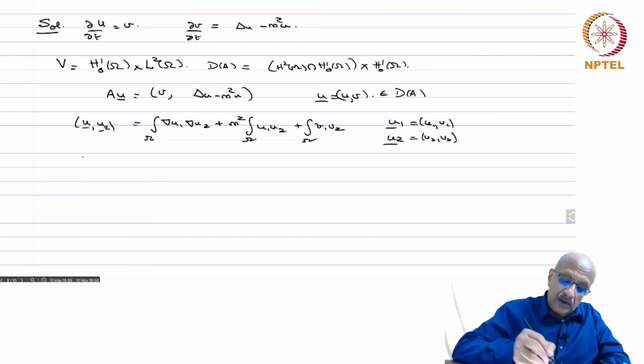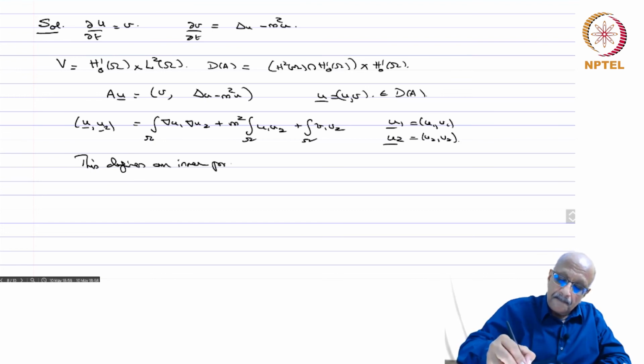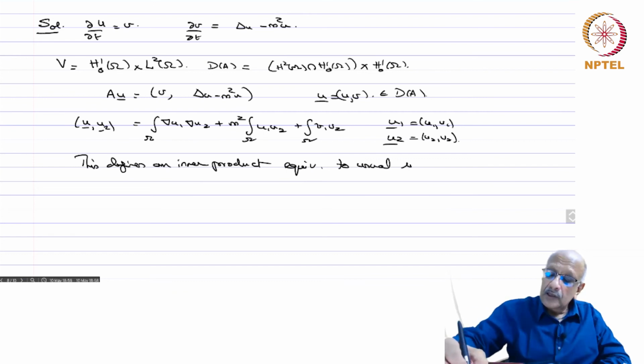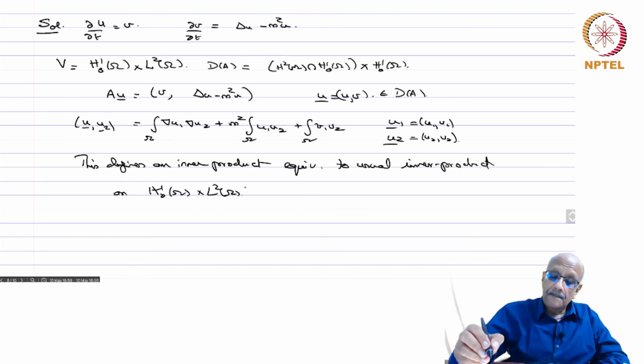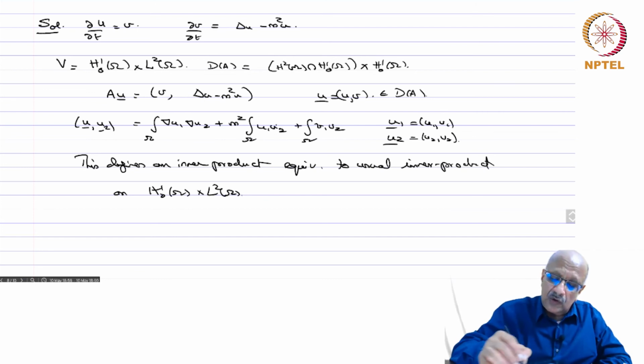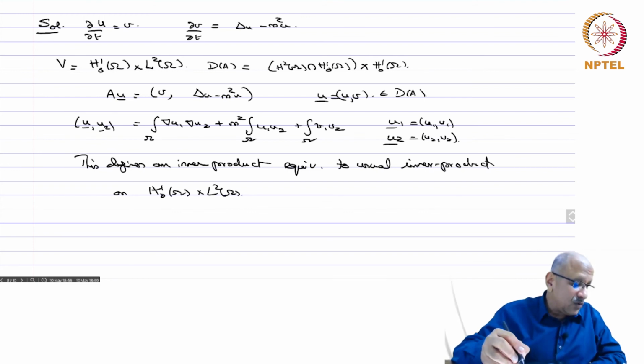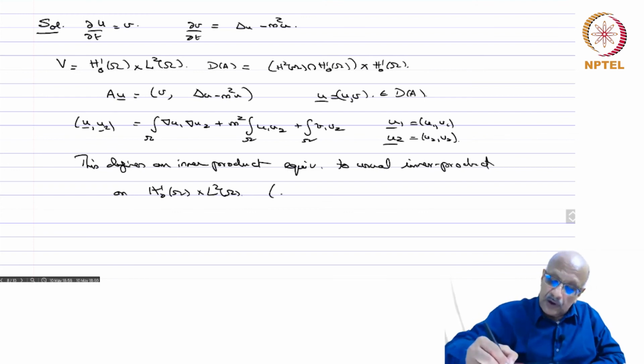So this defines an inner product equivalent to the usual inner product on H^1_0(Omega) cross L^2(Omega). The L^2 norm is less than the H^1_0 norm by the Poincare inequality, and therefore this is less than a constant times the usual norm, and the usual norm is of course less than this, and therefore these two are equivalent. The usual inner product is integral grad u1 grad u2 plus integral v1 v2.